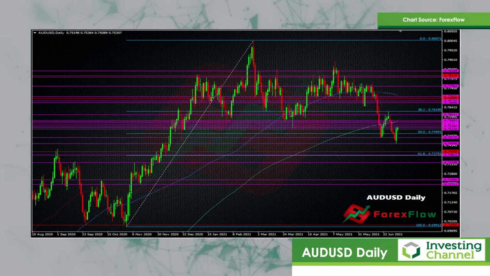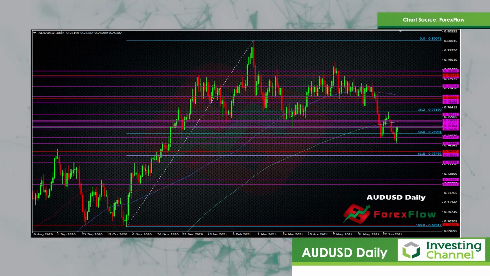But as I say, in the main for the RBA, there's two-way risk here. We could see another move lower down towards the low 75s, or we could push up towards the 76s.